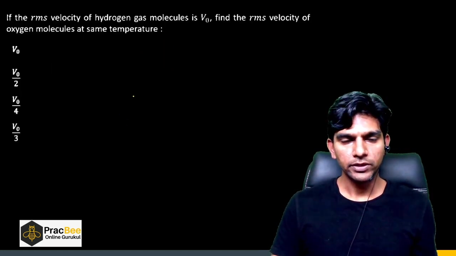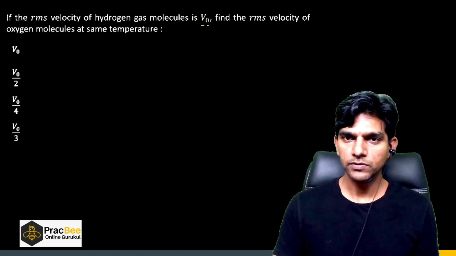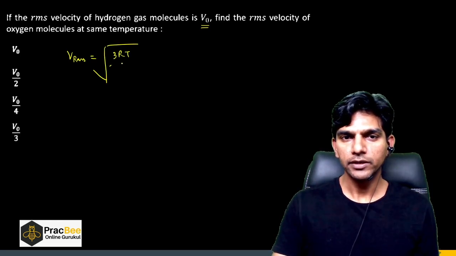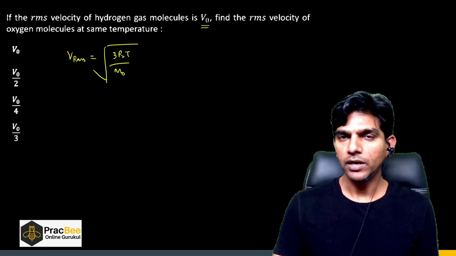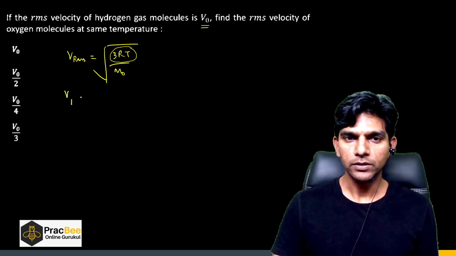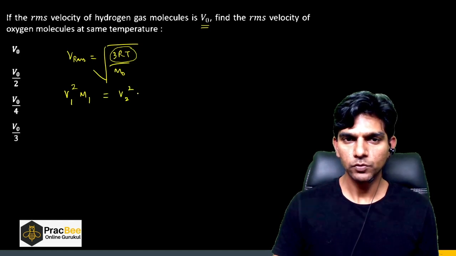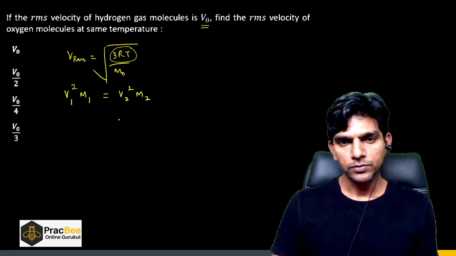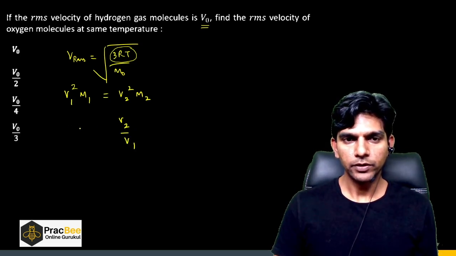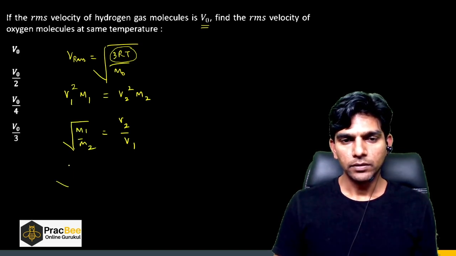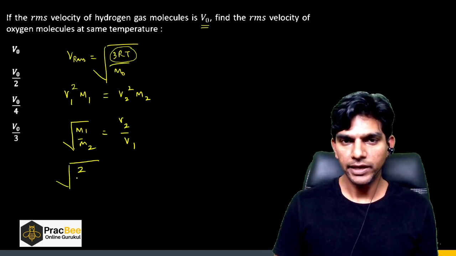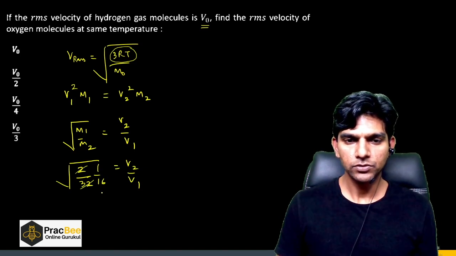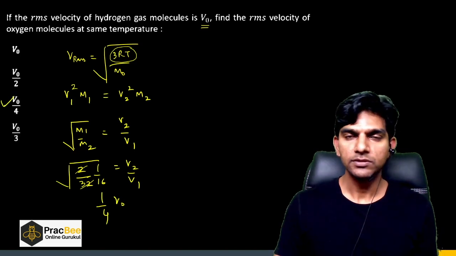Next question is from KTG and thermodynamics. If the RMS velocity of a hydrogen gas molecule is V naught, find the RMS velocity of the oxygen molecules at the same temperature. What is the formula of RMS velocity? It is root of 3RT by M naught, where M naught is the molar mass. Since temperature is the same and R is also constant, the numerator is constant. So we can say V1 square M1 equals V2 square M2. We need to find the RMS speed of oxygen; let us say V2 is the RMS speed of the oxygen. So V2 by V1 will be equal to root of M1 by M2. The molar mass of hydrogen is 2 grams, and the molar mass of oxygen is 32 grams. So V2 by V1 is root of 1 by 16, so 1 by 4. So V naught by 4. So option C is the right answer.